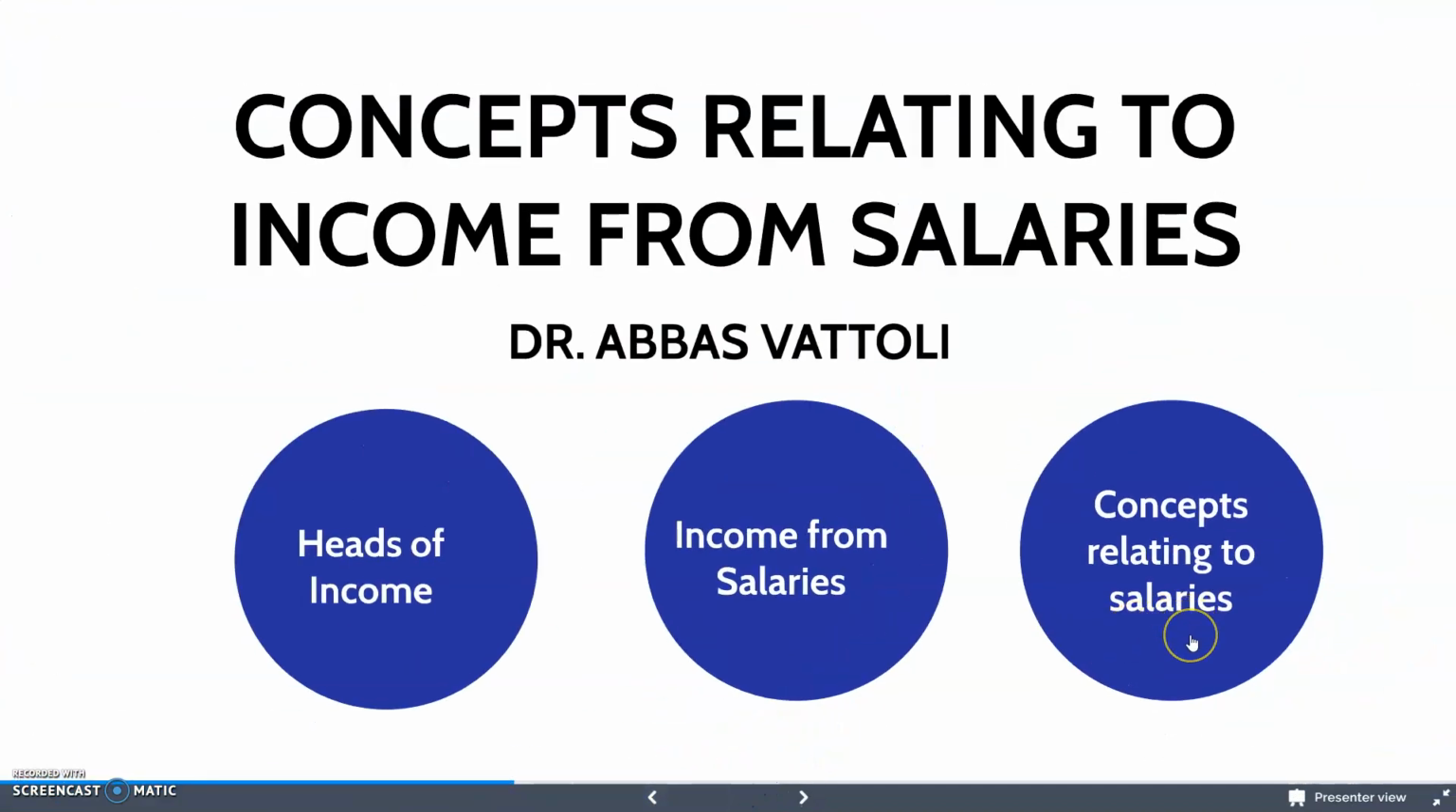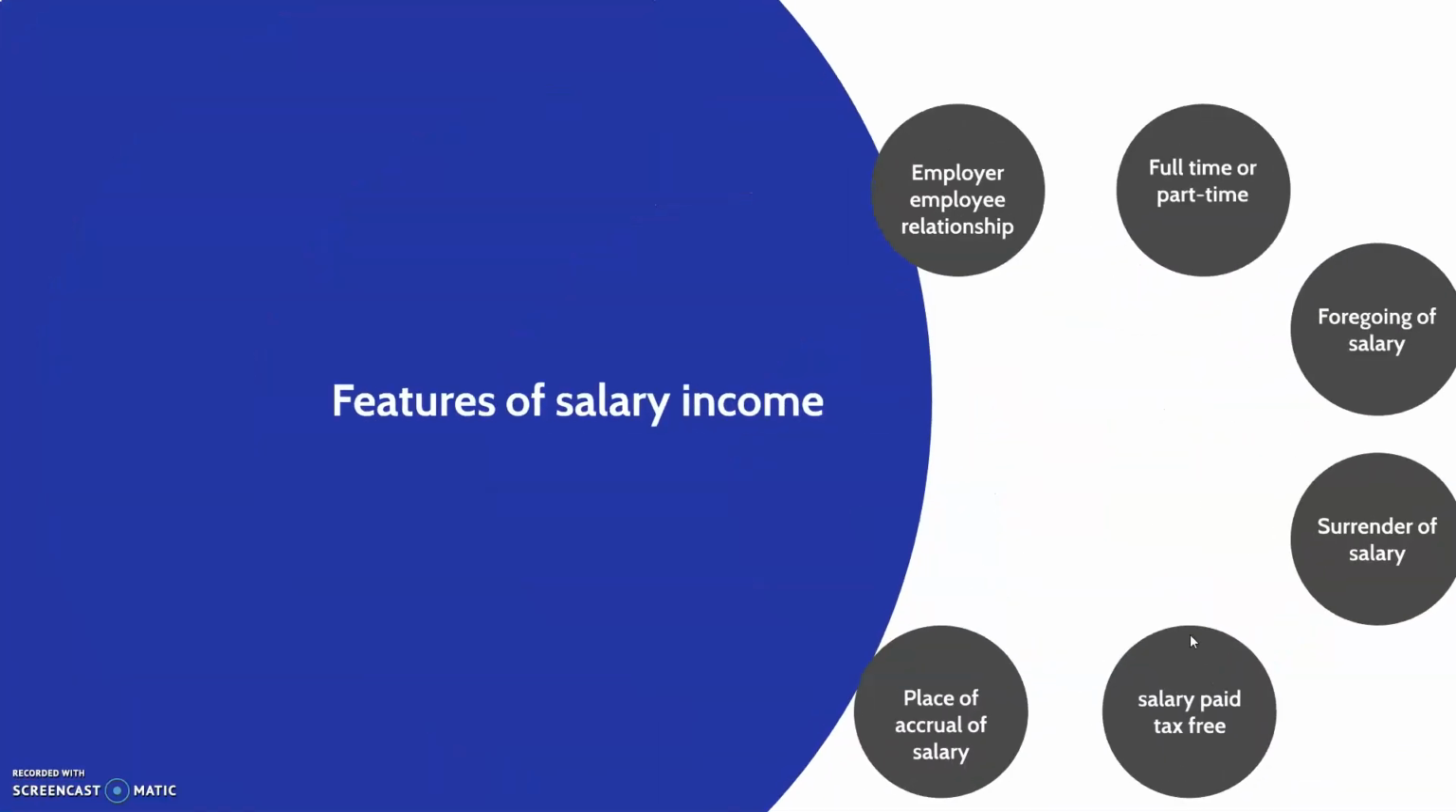Now, the important points relating to salaries. We can call them features of salary income. Otherwise, for an income to be counted under the head income from salaries, it should satisfy certain conditions. They are: first, employer-employee relationship. In order to consider a receipt as salary, the payer and payee should have a relationship of employer-employee nature.